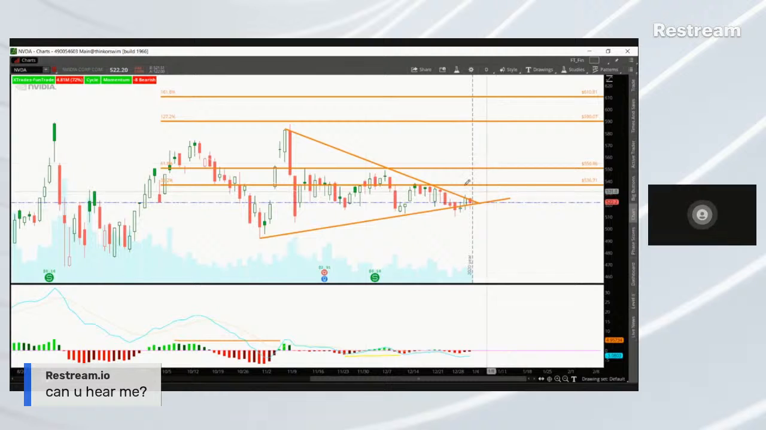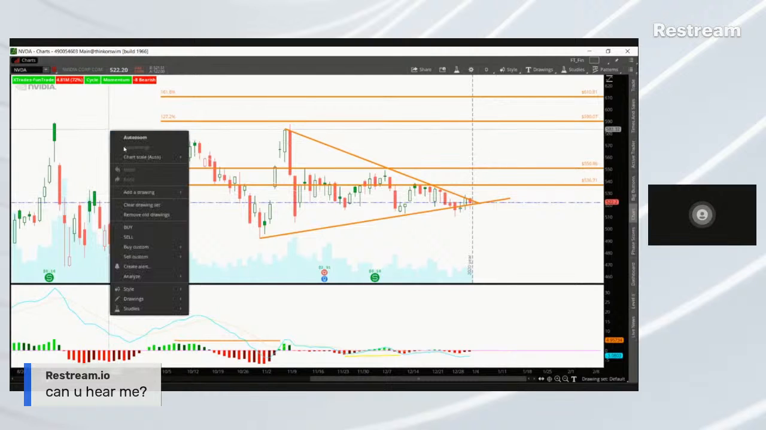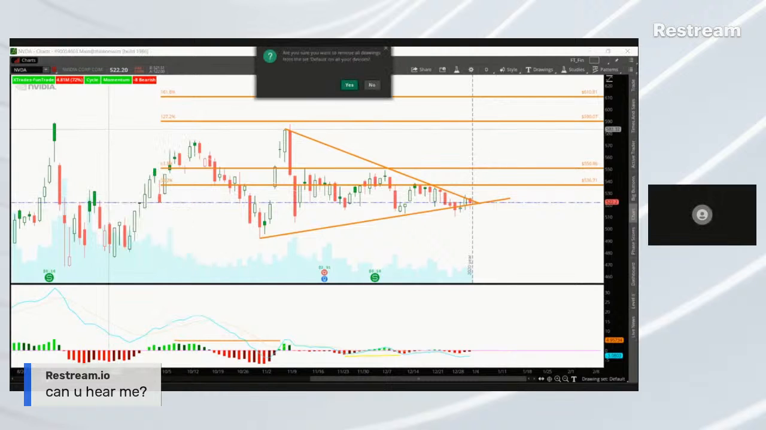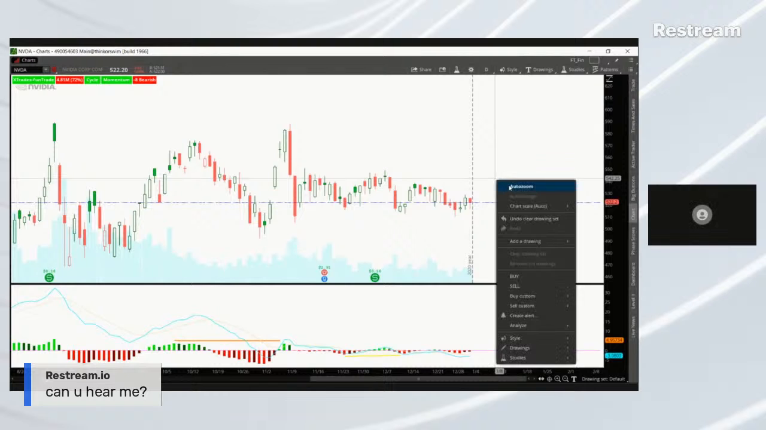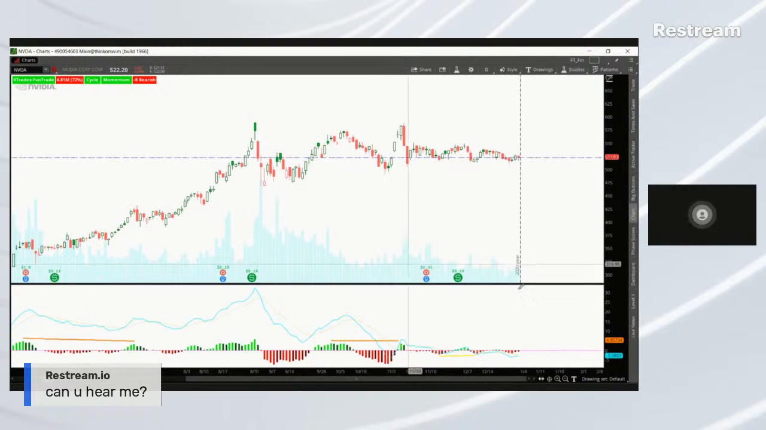So what I can do is remove everything and draw from the beginning so that you will know how I go ahead with it. So let's start with the same basic idea: get a support level, resistance level, and the channel. So let's see.